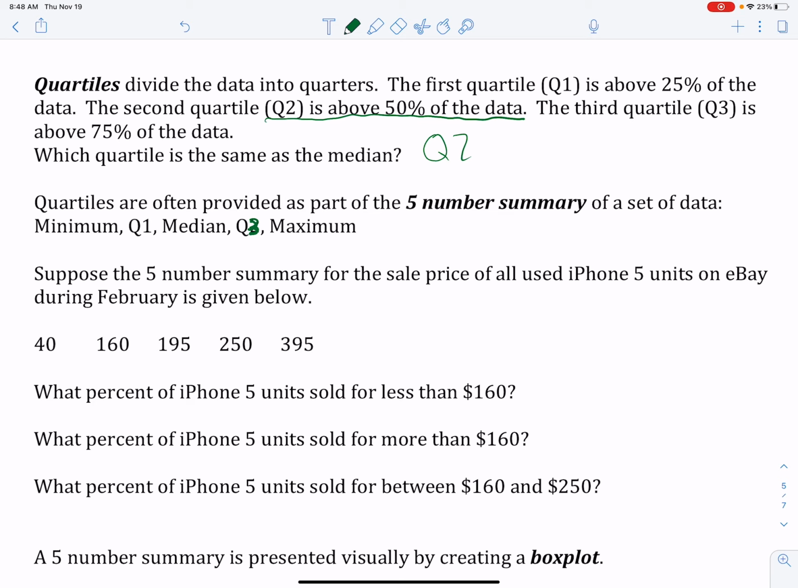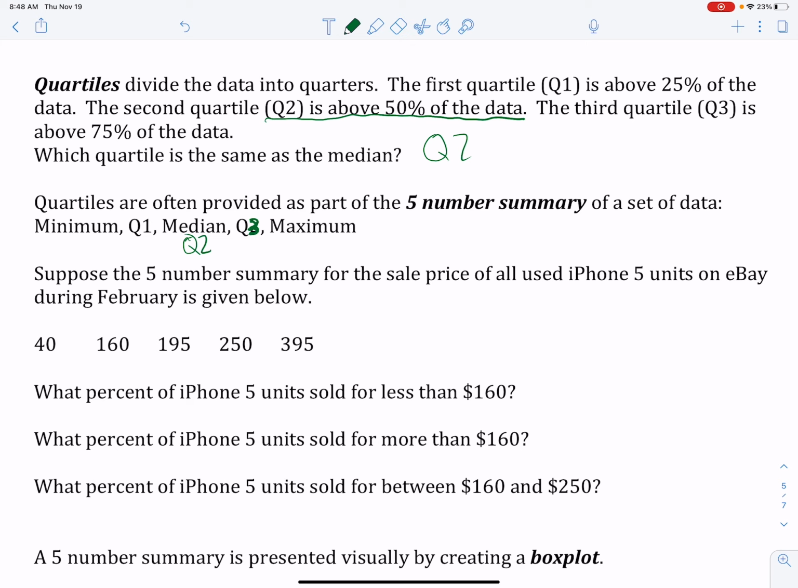So a lot of times quartiles are given as part of what's called the 5-number summary of a data set, where the numbers are the minimum or the lowest data value in your set, your quartile 1, the median, which remember is the same thing as quartile 2, and then quartile 3 and the maximum. You might have a list of 5 numbers, that's what's called the 5-number summary. And that actually gives you a lot of information about the spread of the data.